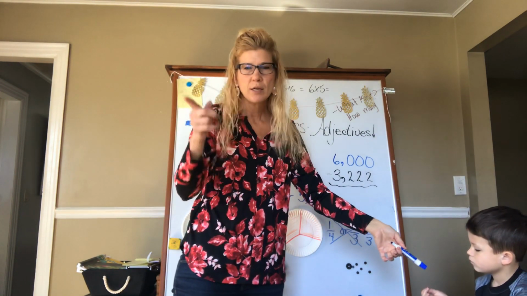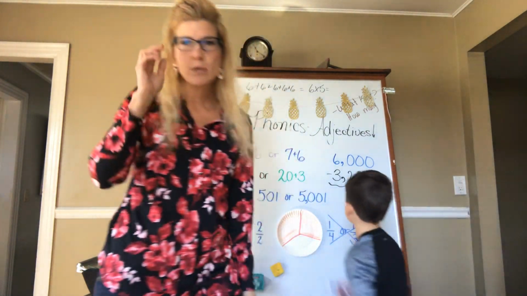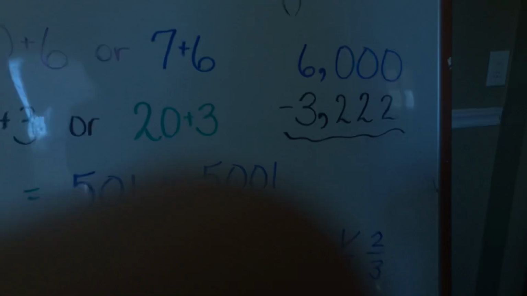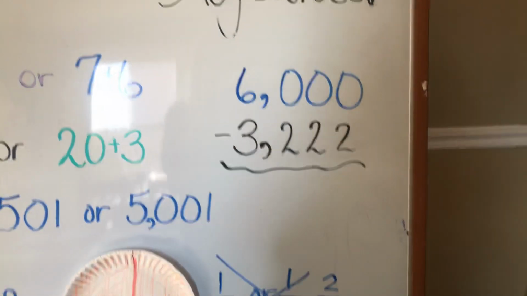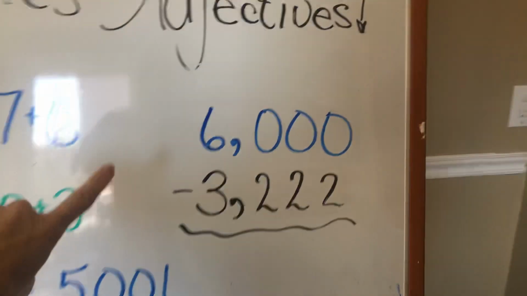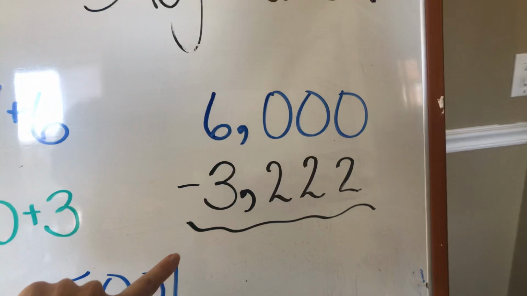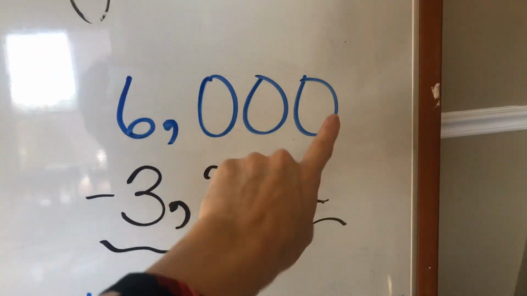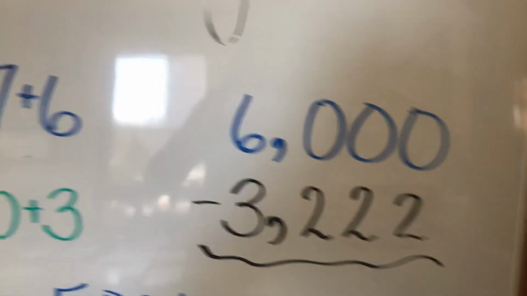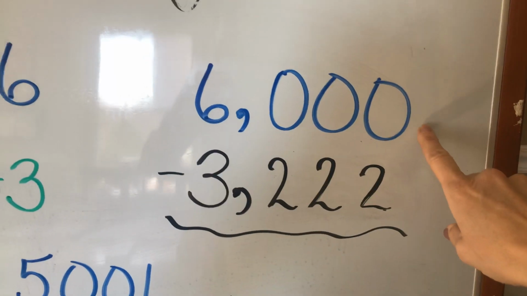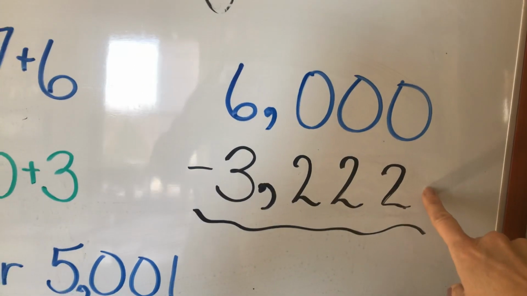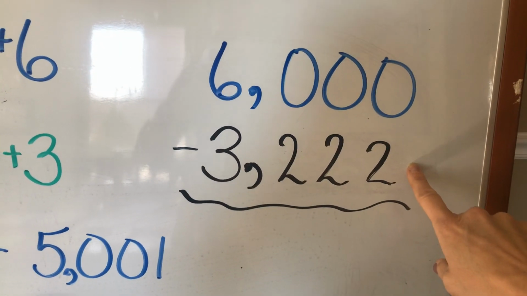I'm going to turn the phone around so you can see. All right, so let's look at this problem now. We have 6,000 minus 322. Now remember, the first thing we ask ourselves is, can I take 0 away from 2? And you all should say, yes.